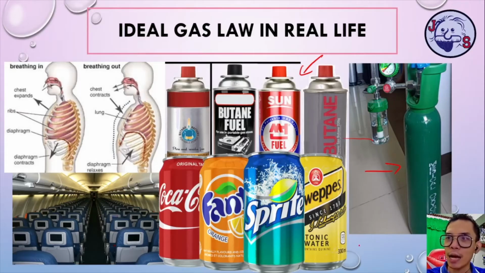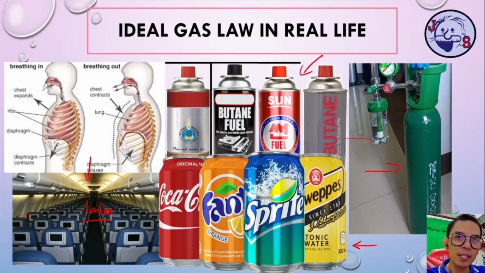Next one, the gases inside soft drink cans. And finally, we have the cabin of an airplane, and not only the cabin of an airplane but also the cabin of a submarine. The pressure differences must be maintained between outside and inside. The pressure inside the cabin of the airplane must be maintained at 1 atmosphere. That's the normal or standard pressure that humans can tolerate.